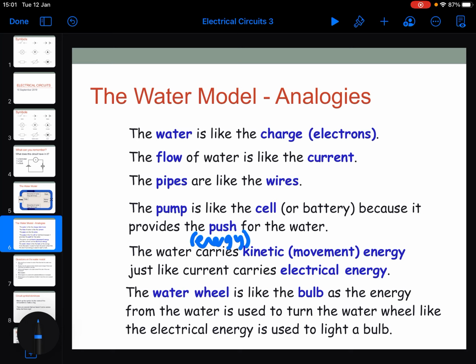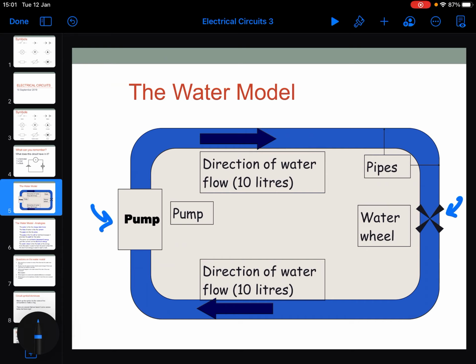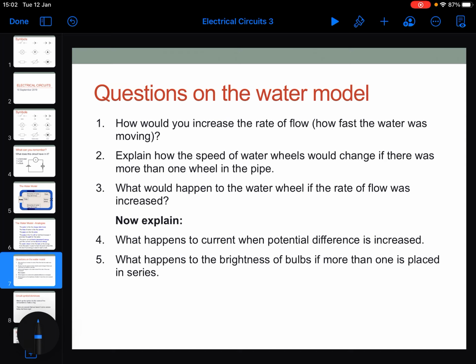So how would you increase the rate of flow? How fast the water was moving? Looking at this diagram, have a little think, how would you increase how fast the water was flowing? Hopefully you would get a more powerful pump or a bigger pump, in the same way that you might get a bigger battery with more cells in it.